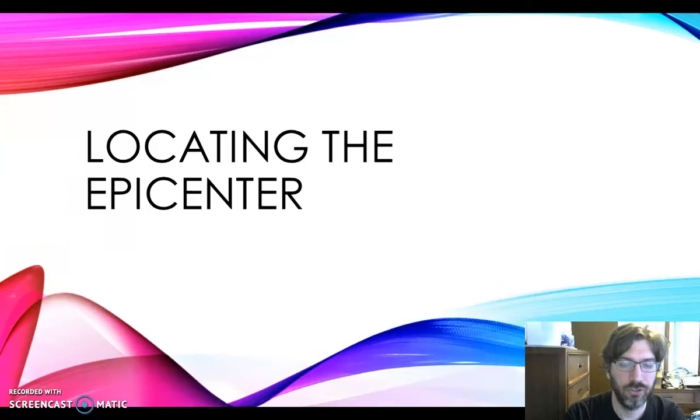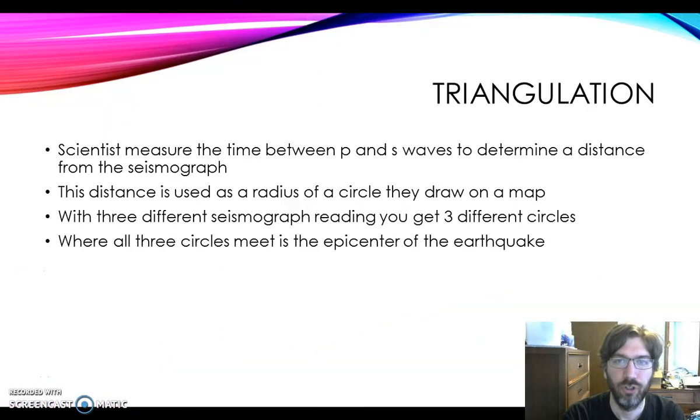All right, to conclude section 2 of chapter 2, we're going to look at how you locate the epicenter. This is actually pretty easily done through a process we call triangulation. Triangulation sounds a lot more difficult than what it actually is, but what scientists do is they measure the time between P waves and S waves. Remember, P waves are your longitudinal compression waves, and S waves are your transverse waves.